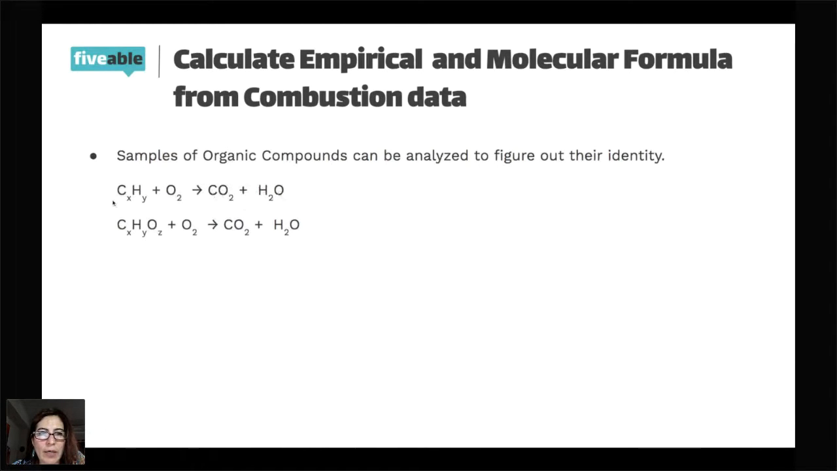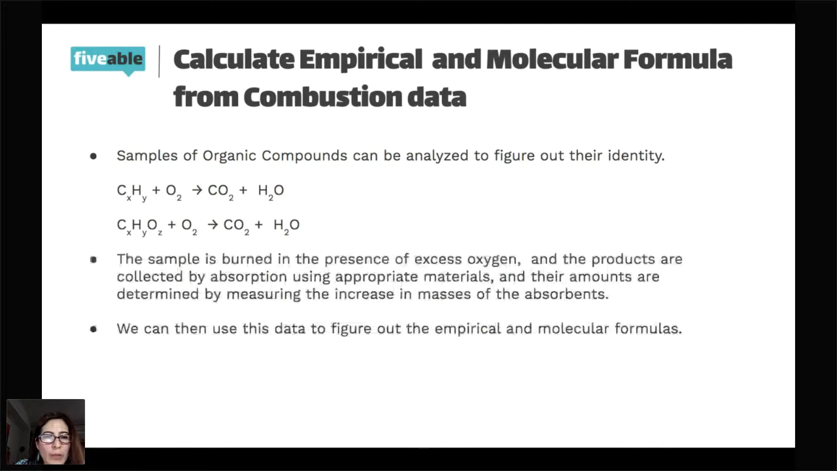This is true for a simple hydrocarbon, and also for a hydrocarbon that contains oxygen. There are ways to analyze combustion products to determine the identity of the original hydrocarbon. As we mentioned, we burn it in excess oxygen, and then the gases are absorbed by appropriate materials. We will have materials that absorb carbon dioxide and materials that absorb water. By measuring the increasing masses, we can figure out its empirical and molecular formulas.